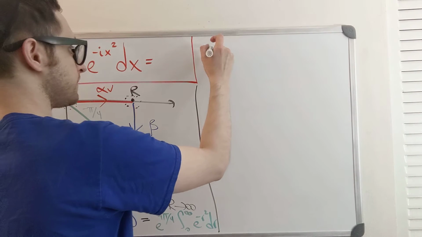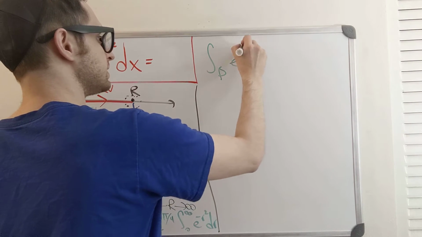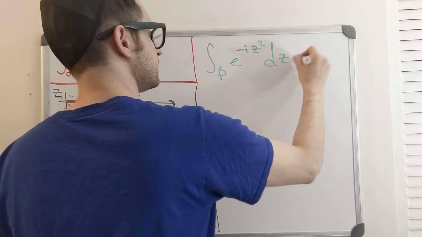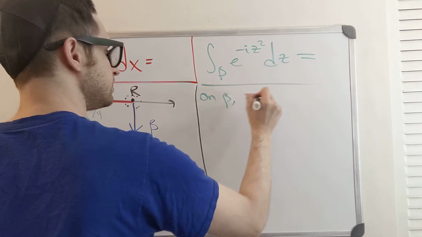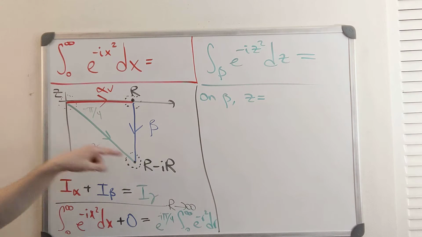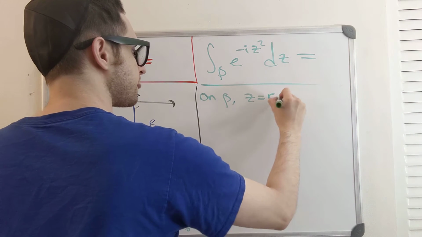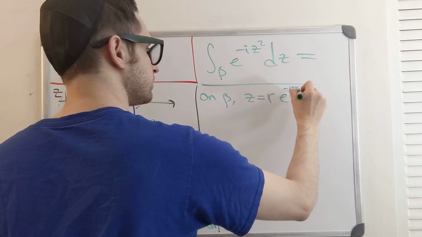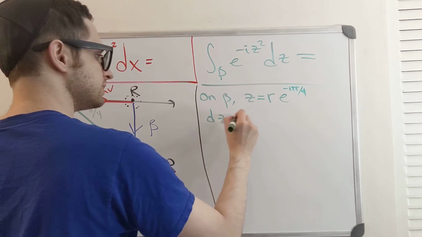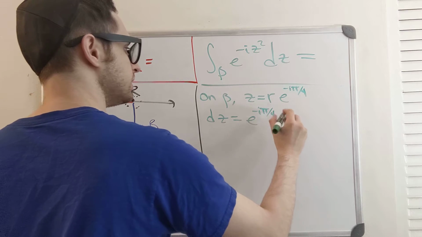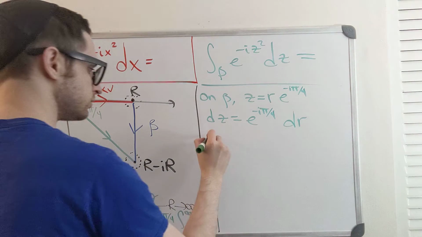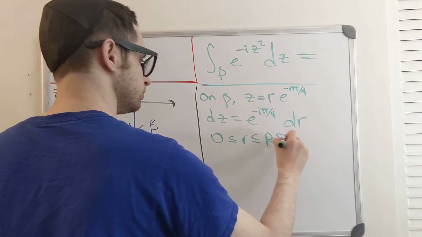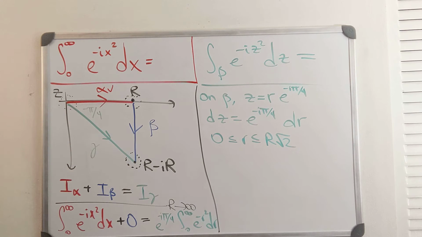So I want to know the integral along beta of e to the minus i z squared dz. And what do I know? On this contour, on beta, I can parameterize z by r, the distance from the origin. So it's going to be r times e to the minus i pi over 4, and that's a constant. So we know that dz is just this constant, e to the minus i pi over 4, times dr. And we know that r is going to go from 0 to r times root 2. That's the length of this contour. It's root 2 times longer than one of the legs of this right triangle.